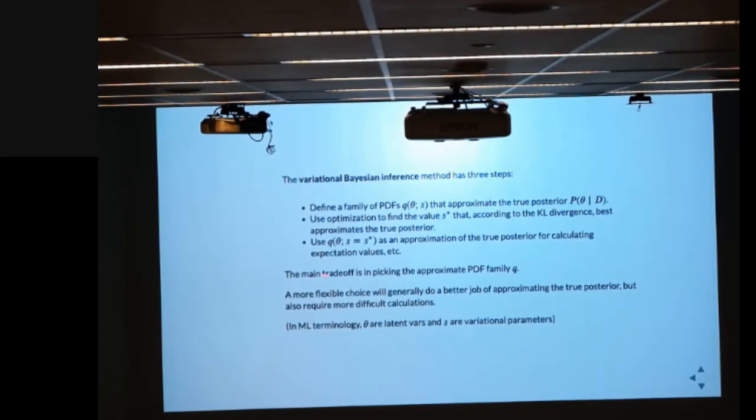So the main trade-off in doing this is picking the approximate family Q. If you do more work in understanding the structure of your posterior, and carefully choosing the degrees of freedom to make this family as close as possible, or ideally even encompassing the true posterior, then you're going to get better results. But it also is more work to set up. Just to caveat here, in machine learning, usually these thetas are known as the latent variables, and S are called the variational parameters.